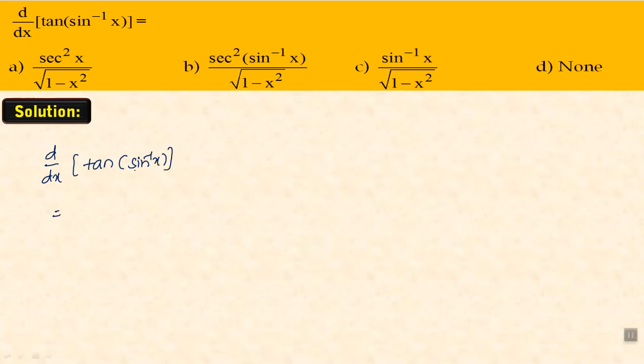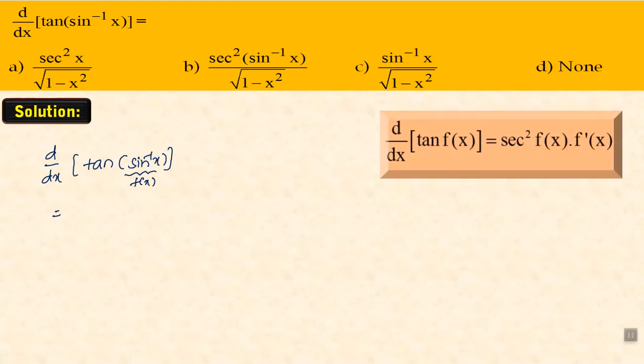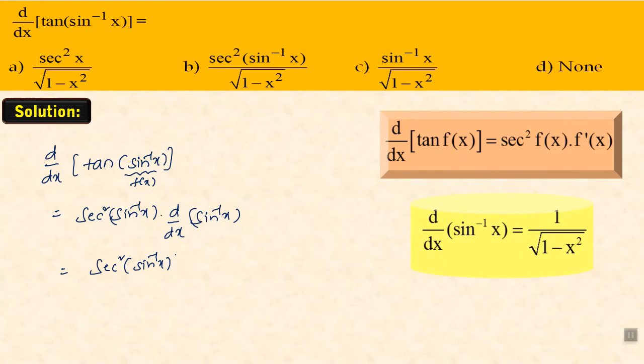D by dx of tan of sin inverse x is equals to, here consider sin inverse x as f of x. D by dx of tan of f of x is equals to secant square f of x, that is sin inverse x, into f dash of x, that is d by dx of sin inverse x. This equals to secant square of sin inverse x into d by dx of sin inverse x, which is 1 by root of 1 minus x square. Therefore, the answer is option B.